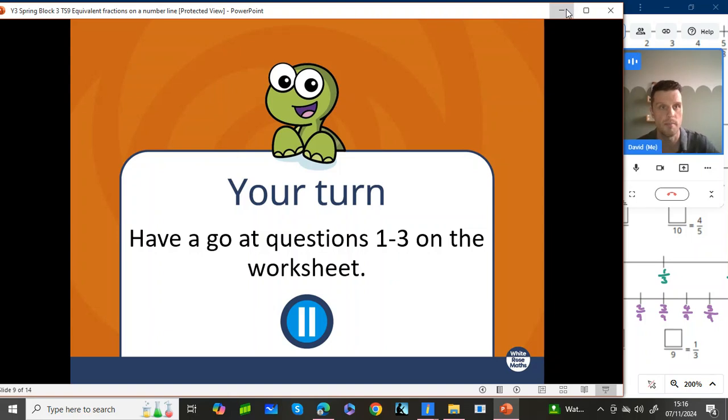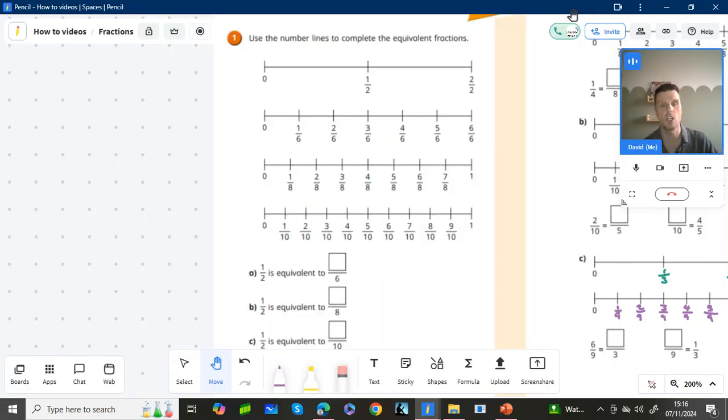Let's minimize that. Okay, so we're going to use the number lines here to help us. Apologize for it being a little bit small, but I wanted to make sure the whole question was on your screen. So I'm going to do A, and I'd like you to do B and C. So it says a half is equivalent to so many sixths.